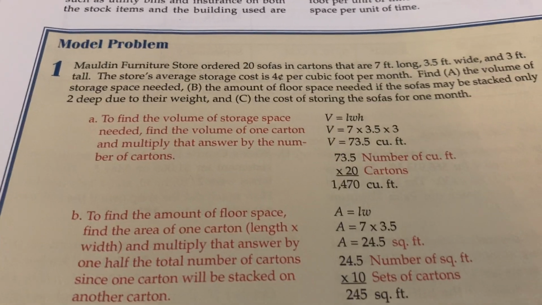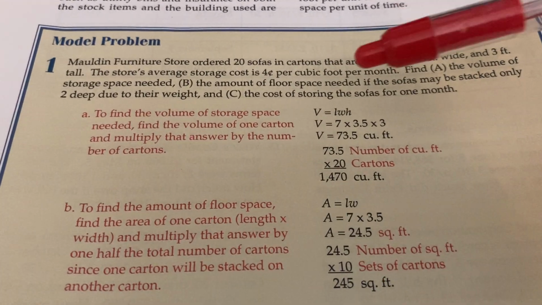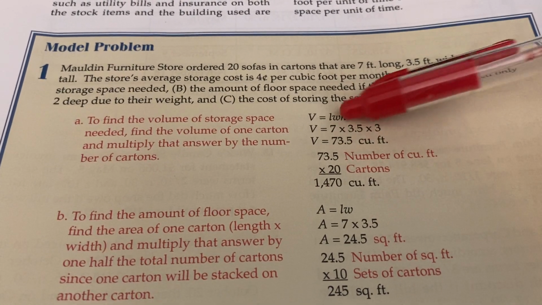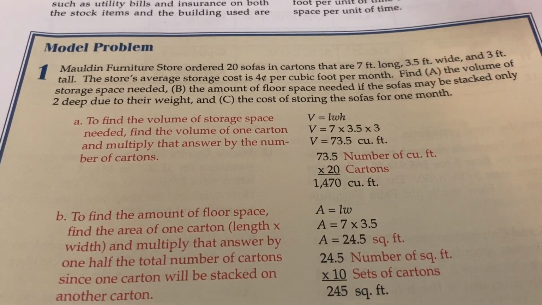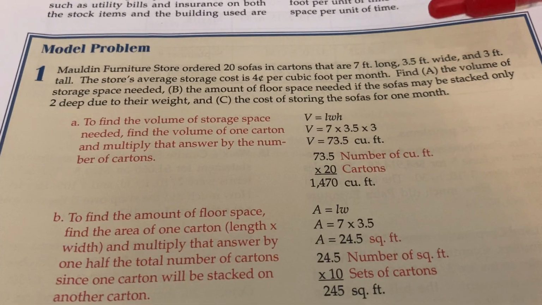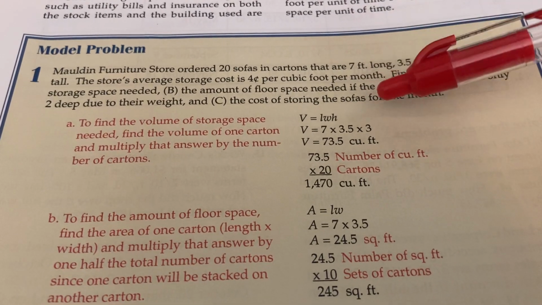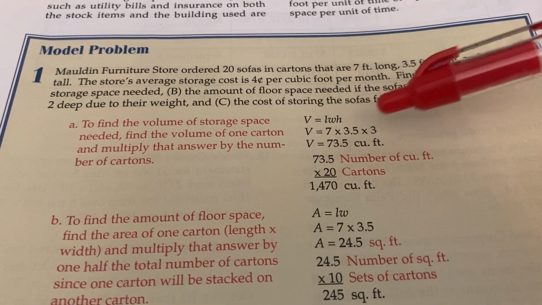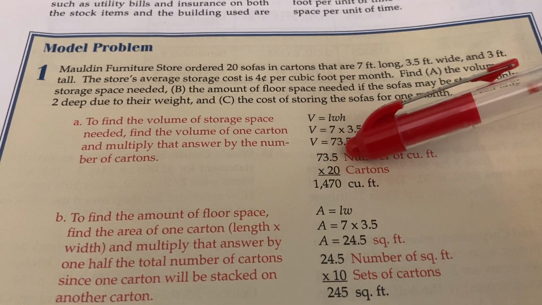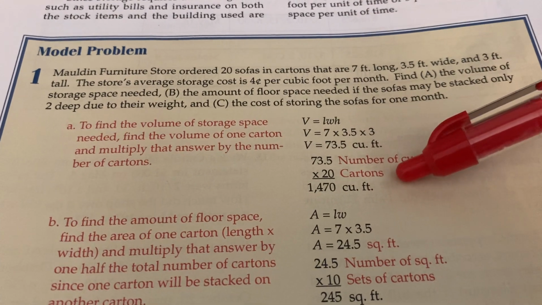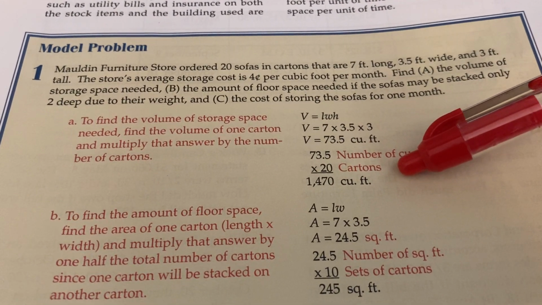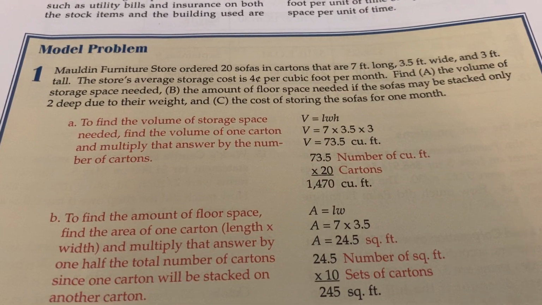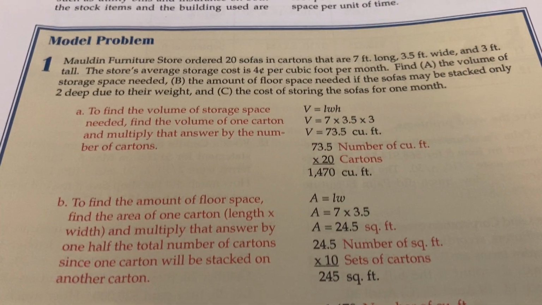To find the volume, volume equals length times width times height. You can do that, and you find the cubic feet you need. They're 7 feet long by 3.5 by 3, and you multiply that out. The number of cubic feet is 73.5 times 20 cartons, so 1,470 cubic feet is needed.